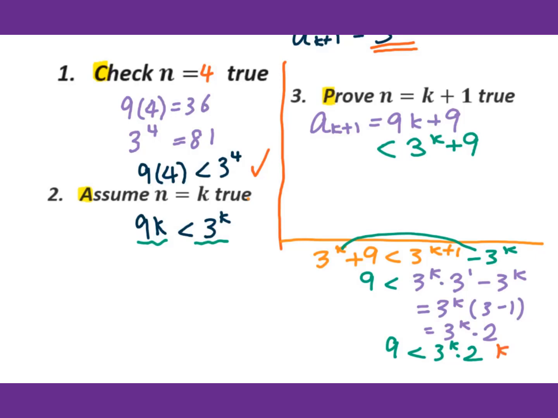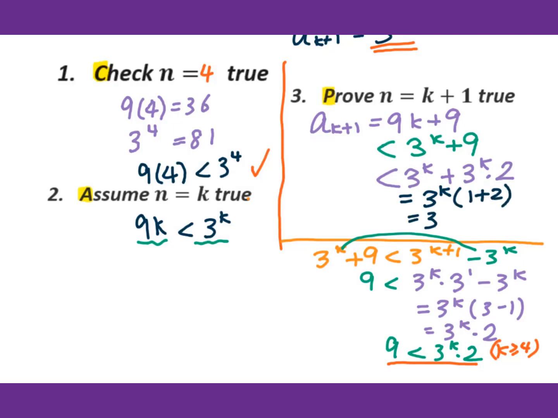When k is greater than or equal to 4, definitely it's true. Therefore, you will change 9 into 3 to the k times 2. So I change it into 3 to the k's power plus 3 to the k times 2. Then you organize this. You will get 3 to the k's power, take outside 1 plus 2. You will get 3 to the k times 3, that is 3 to the k plus 1's power.